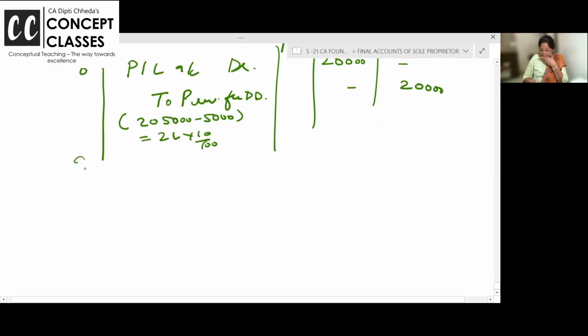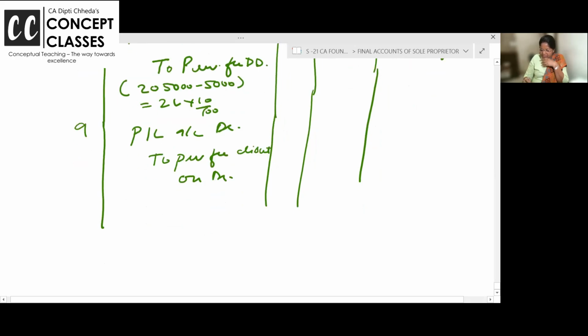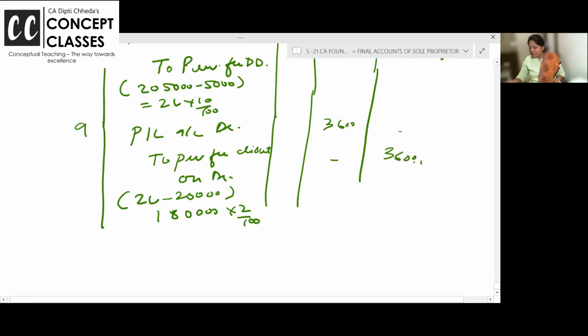Easy. Now you create discount. P&L account debit to provision for discount on debtors. How much will you create? 2 lakh debtors are there. Out of that, 20,000 are doubtful. So on 1,80,000, 2% provision. See, there is no opening provision and closing provision.